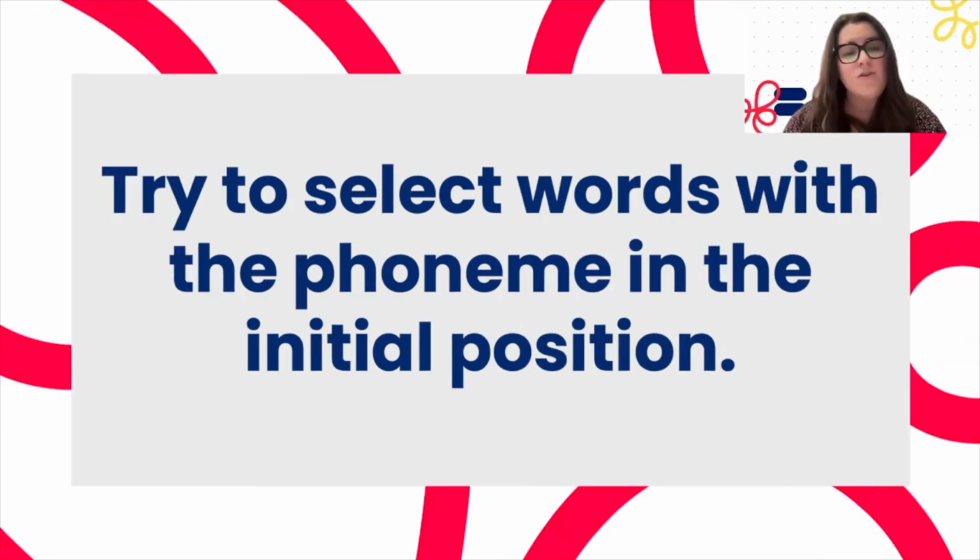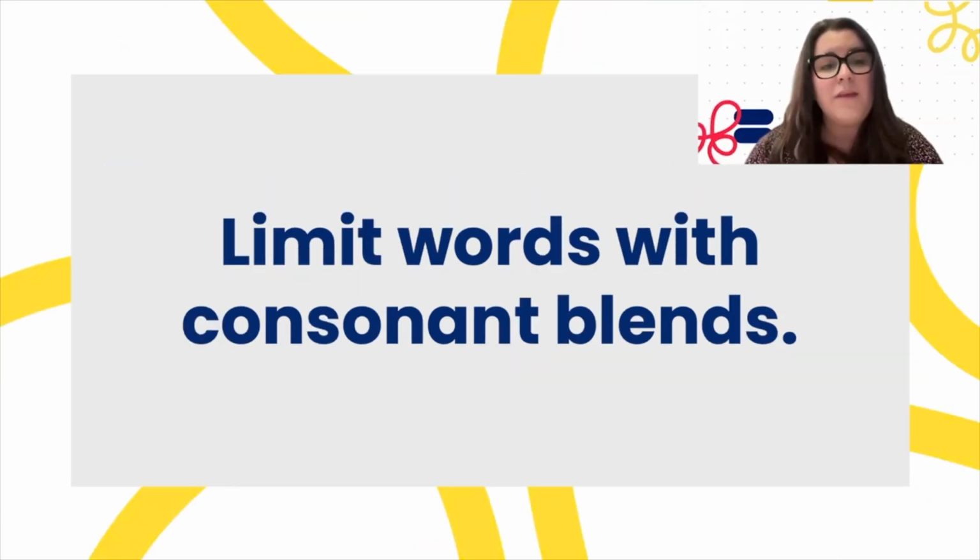Whenever possible, try and select words that have the target phoneme in the initial position. For example, the word up would be better than bug for the short U sound, since it's more salient for students to hear the u at the beginning of up, as opposed to in the middle of bug. We want the target phoneme in a keyword to be as distinguishable as possible.